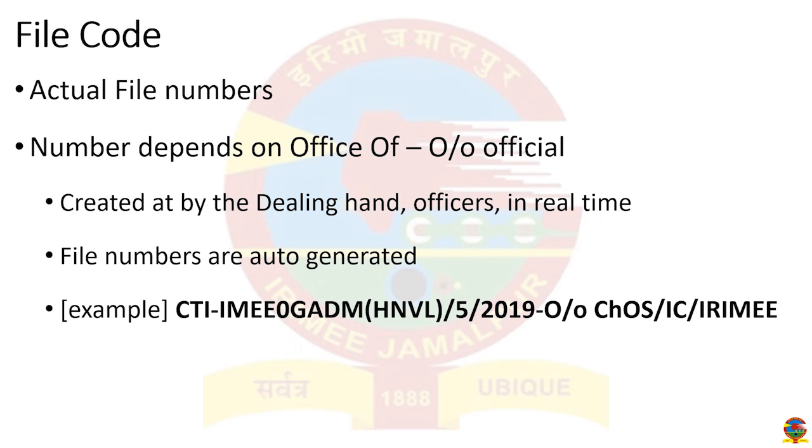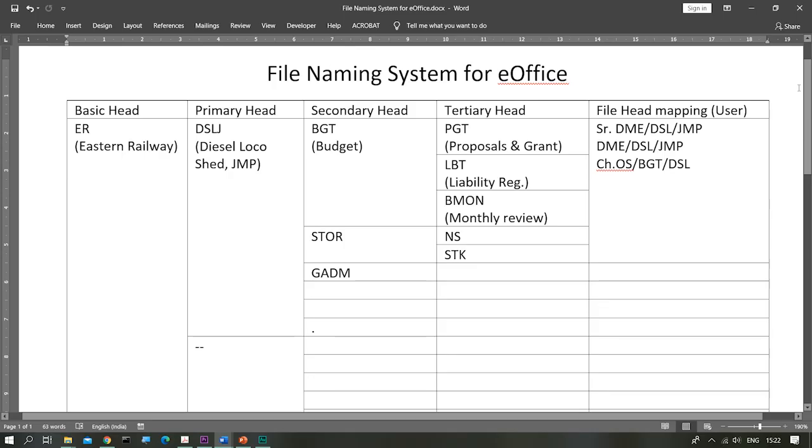These file codes are much longer than the ones which were being used as per the CSMOP. One such example is enumerated here, in case of some files in diesel loco shed, Jamalpur of Eastern Railway. The basic head here is Eastern Railway, represented by code ER. Primary head is diesel loco shed, represented by a code DSLJ. Secondary head is BGT, or the budget section. Tertiary head is the actual file code inside that section. For budget it could be proposals and grants, or liability register, or monthly review.